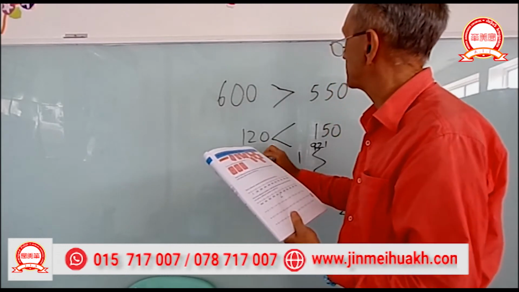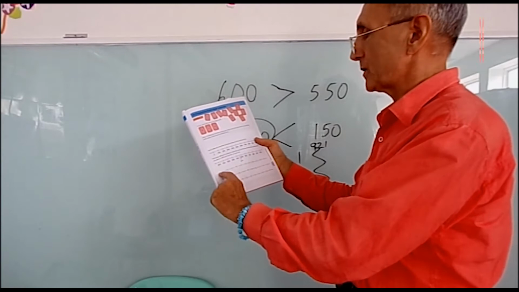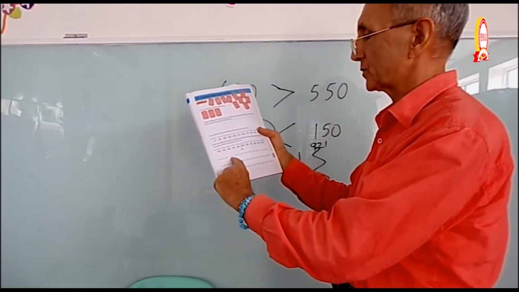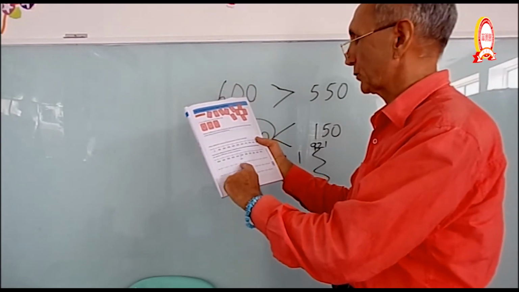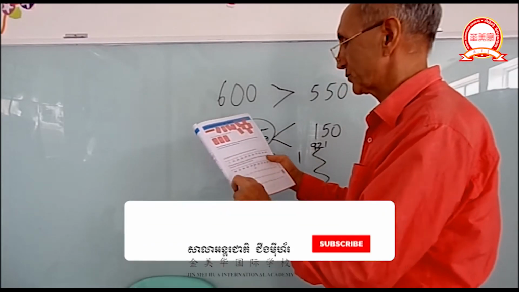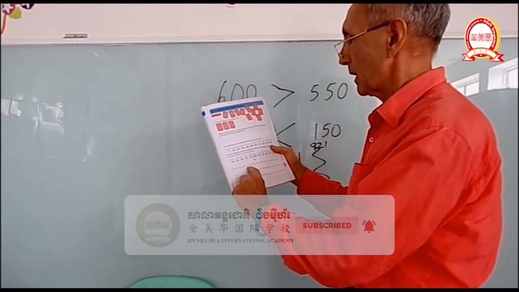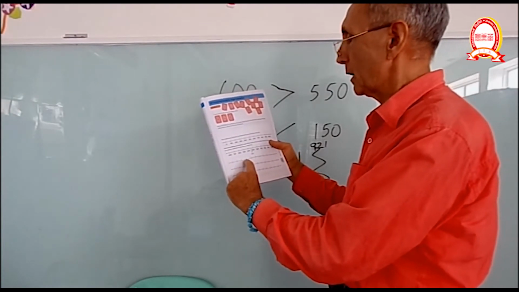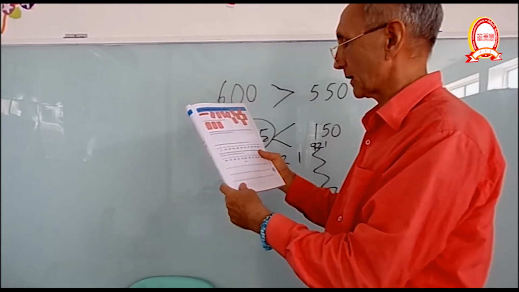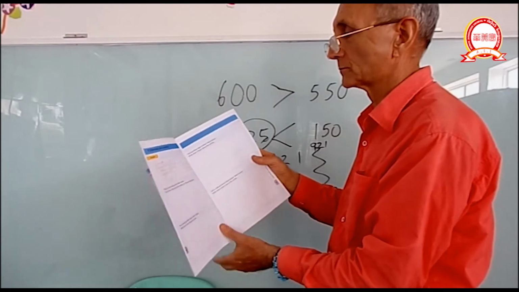So if we were to do this number, we would need to start with 100 and then 110, 120, 130. Let's change that to 125. So it would be 100, 110, 120, and then 125 would go here between 120 and 130. You do the same for the other two examples. And that's the end of page 9.